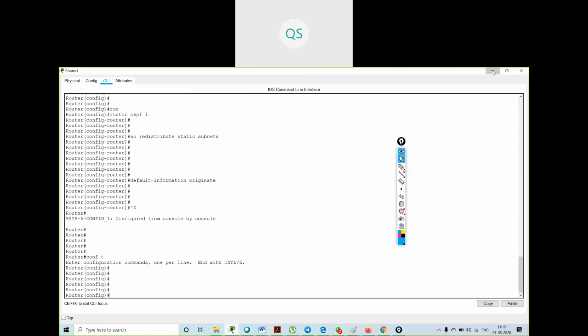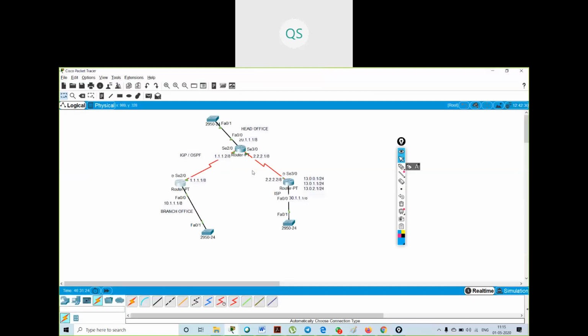Suppose this link went down. Then this head office router will not advertise the default route to my network. It will not advertise because it does not have the default route in its table, because this link went down. Now, if this link goes down, I still need the advertisement of the default route in my branch office.